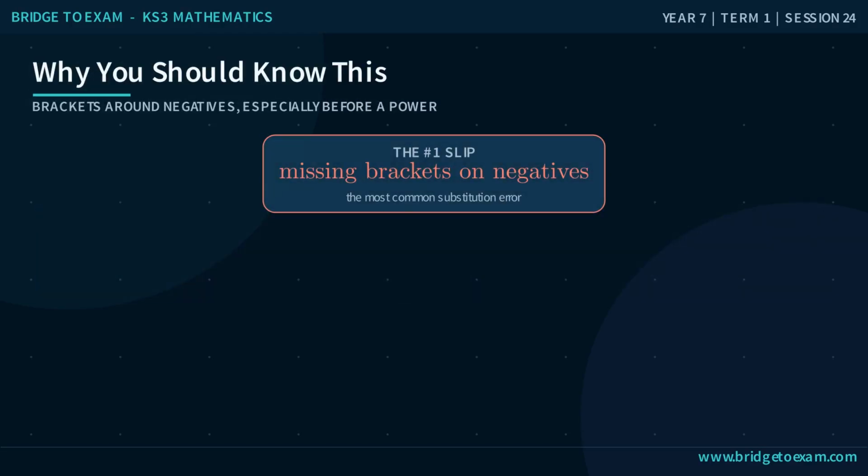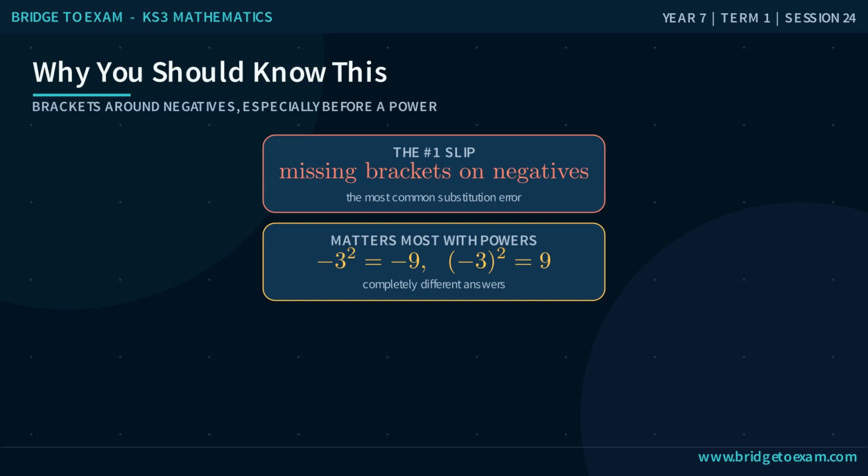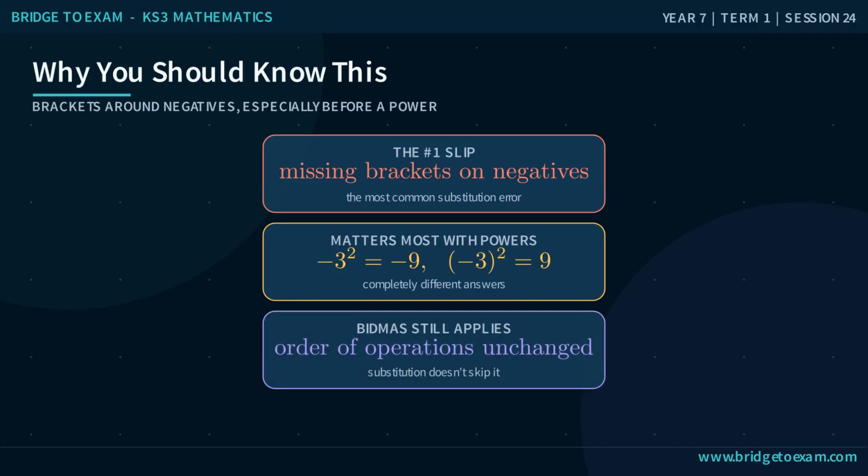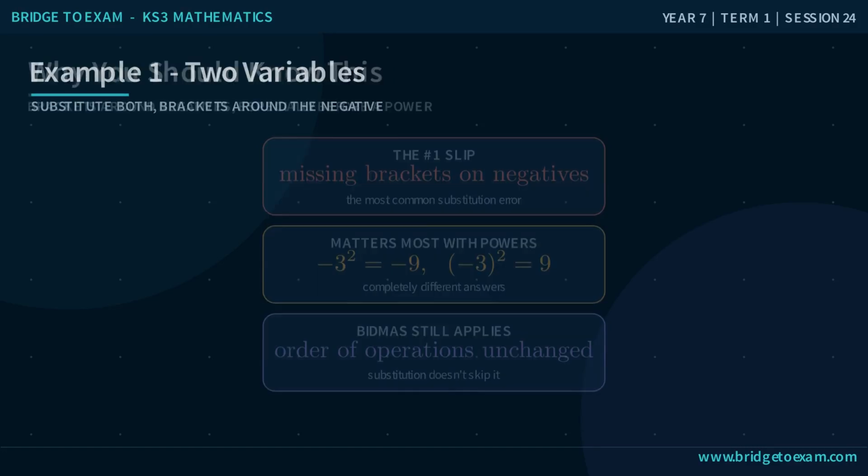Why does this matter? Because leaving out brackets around a negative substituted value is the single most common substitution error. This matters most with powers. -3 squared without brackets reads as -9, but -3 in brackets squared is +9. A completely different answer. And substitution never changes the order of operations. BIDMAS still applies fully to the resulting calculation.